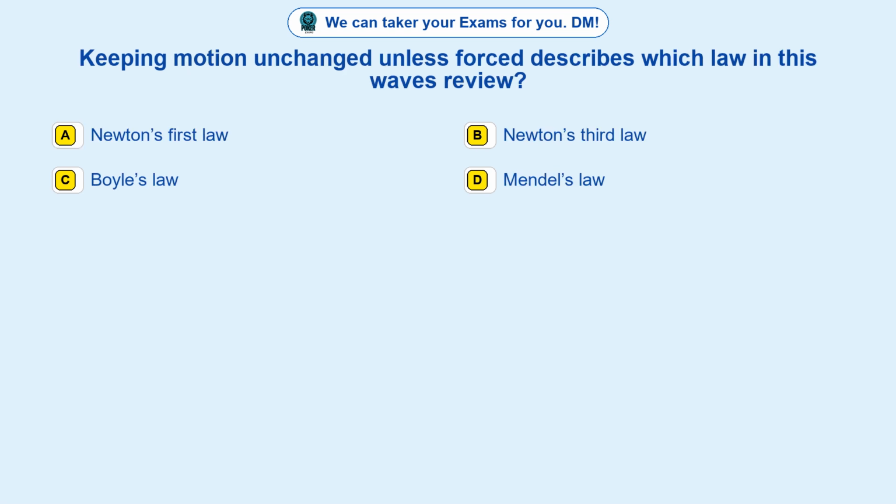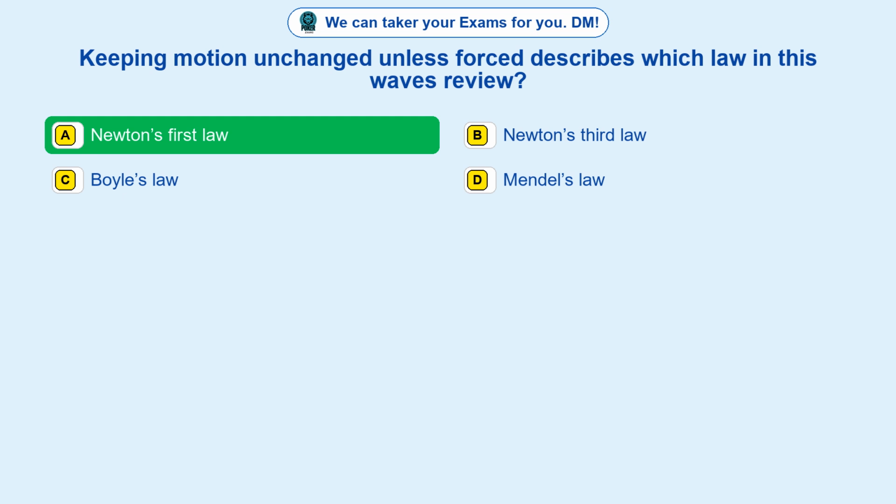Question 57. Keeping motion unchanged unless force describes which law in this waves review? Option A, Newton's first law. Option B, Newton's third law. Option C, Boyle's law. Option D, Mendel's law. The correct answer is option A.